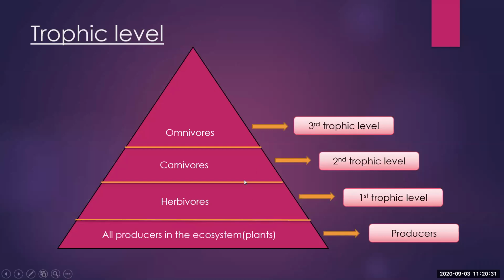As we go above, the amount of energy available is lesser. Energy is gradually lowest at the top. The number of producers is more. As we go further and further, the number of organisms becomes lesser. Like plants, many plants are there. Herbivores eating the plants are decreasing. They are less in number than the plants. Carnivores are less in number than herbivores, and omnivores are less in number than the carnivores.